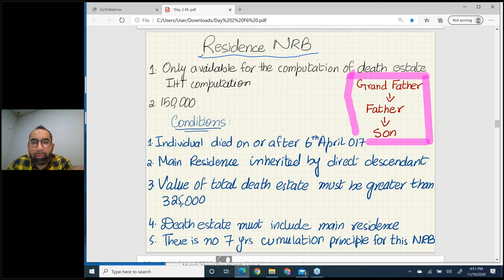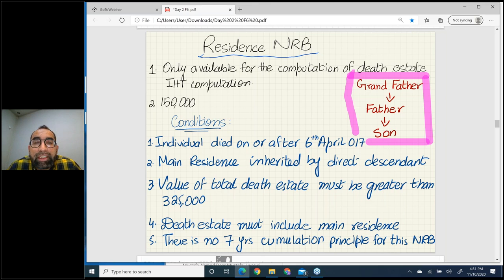I've written almost all points here. Listen, this residence NRB is only available for the computation of death estate IHT. It is not available for PET and CLT calculation. Forget it. This is only available for the calculation of death estate. Keep it in your mind. Very important points. These are easy marks.